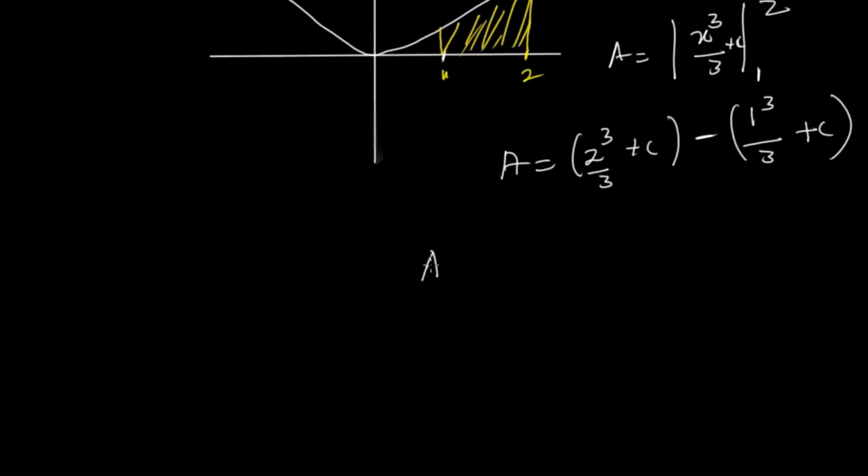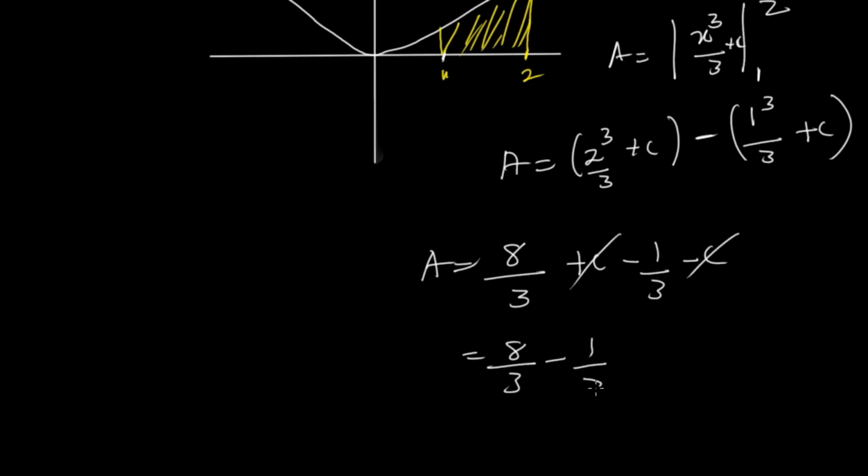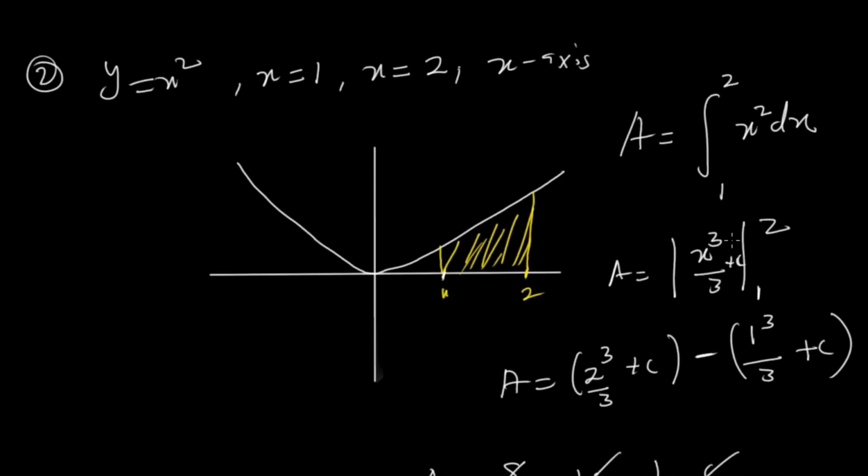So I'm going to have the area equal to, 2 to the power of 3 is 8, so we have 8 over 3 plus c minus 1 over 3 minus c. Again, c is going to cancel out, and I have 8 over 3 minus 1 over 3, and then I have 7 over 3 square units as the area bounded by the curve y equal to x squared, x equal to 1, x equal to 2, and the x-axis.